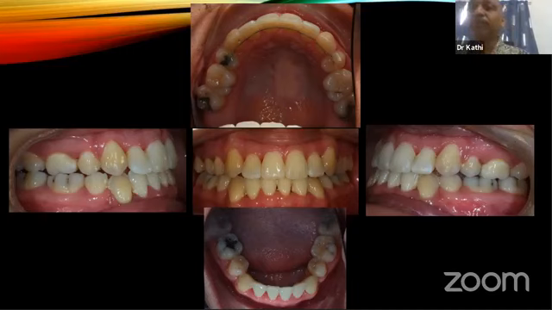So what I'm showing you is not something out of the ordinary, or something that needs a super orthodontist to do. Any general dentist will be able to treat this type of case. These are more predictable and more time tested.